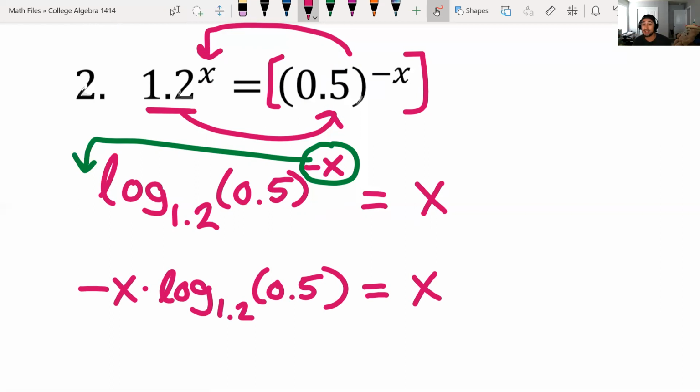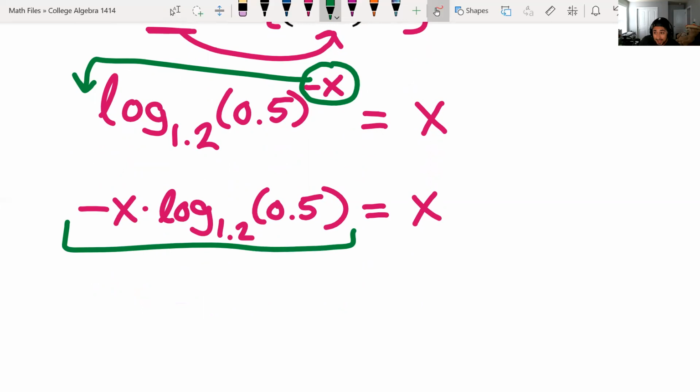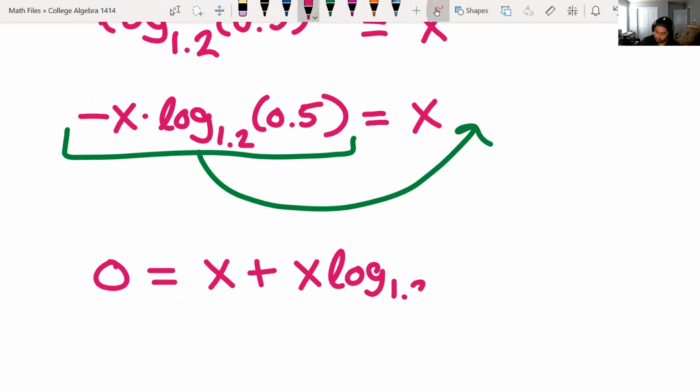And now, once we get here, we must remember that we're solving for x. So we're going to take this nasty beast, and since it's negative, we're going to add it to the right side. I'll leave all that there. Why not? This means you're going to get 0 equal to x plus x log base 1.2 of 0.5. Okay, so we just took that big nasty chunk of math, moved it to the right. Remember that you're still solving for x.